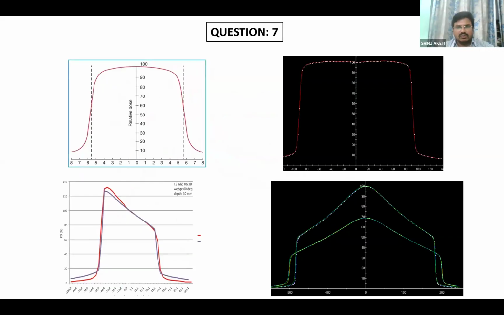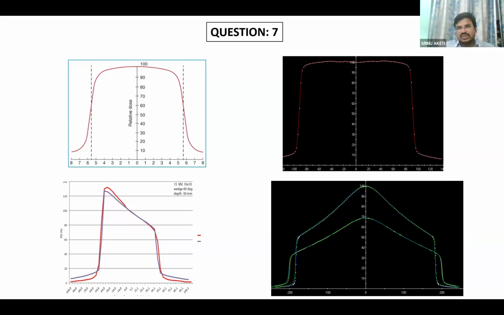Can you say something about what these graphs are, madam? So these are different beam profiles, sir. The first one is of 1 second, madam. What is beam profile? Sir, beam profile is the graph representing the dose distribution relative to the depth and also the field size, sir, and telling about the symmetry of the dose, sir.